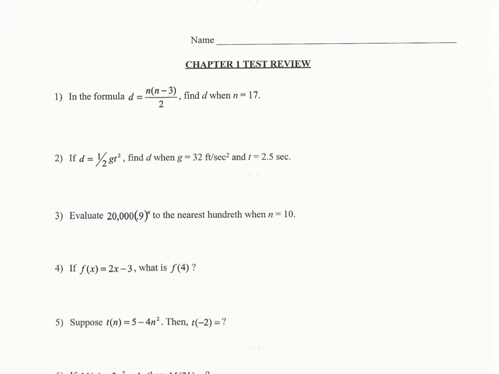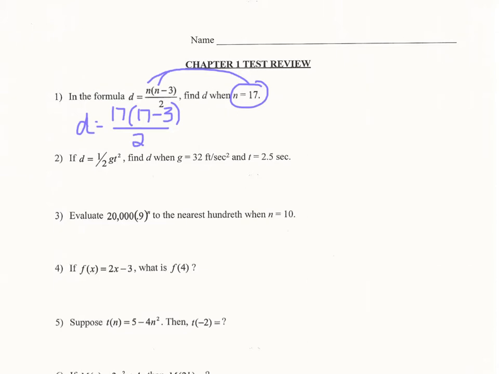Number 1 gives us a formula, and then it tells us to find D when n is equal to 17. Well, a problem like this one is really just asking us to take this value for n and plug it in for n here and here. So that's going to look like this. So D will equal 17 times the quantity 17 minus 3, all divided by 2.